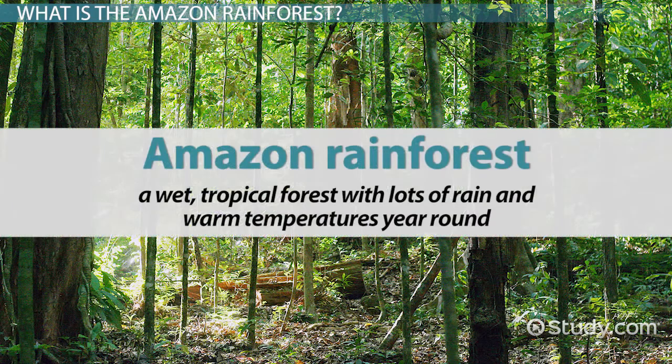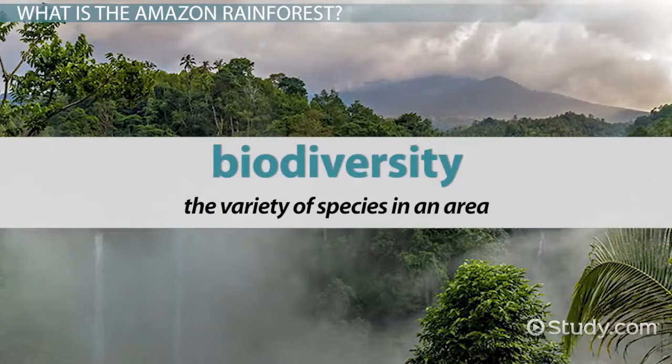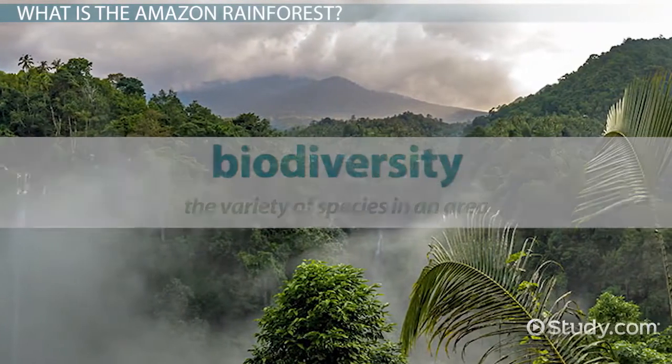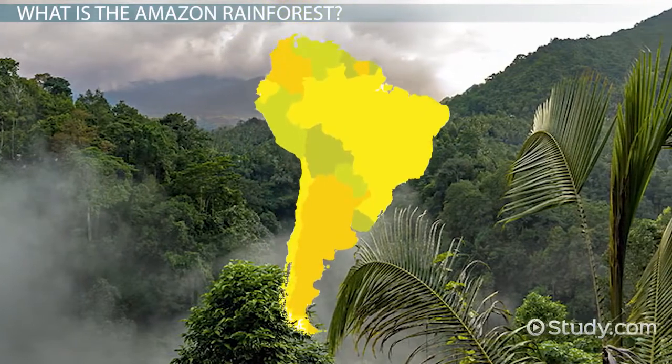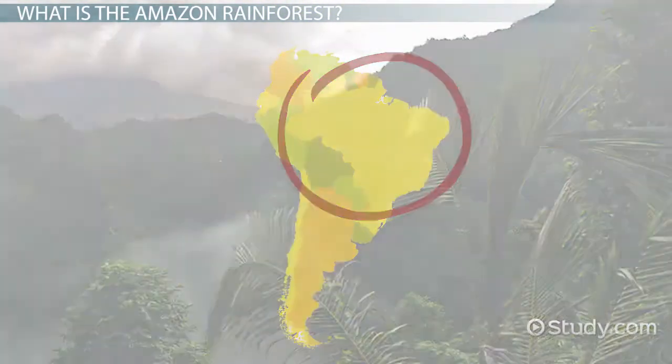This is the Amazon rainforest, a wet tropical forest with lots of rain and warm temperatures year-round. Tropical rainforests are hotspots for biodiversity, also known as the variety of species in an area. The Amazon rainforest spans throughout South America, with the majority of it concentrated in Brazil.